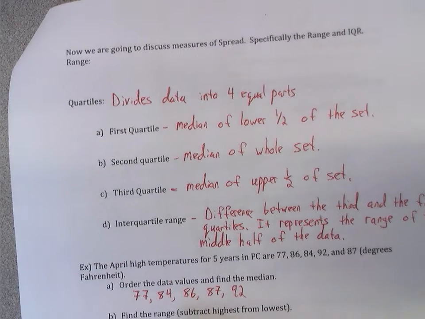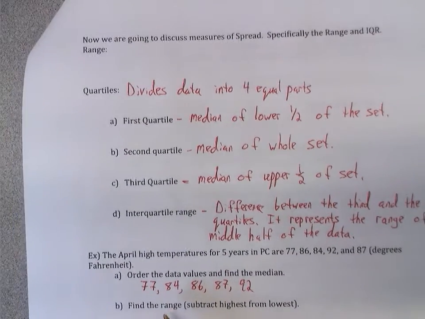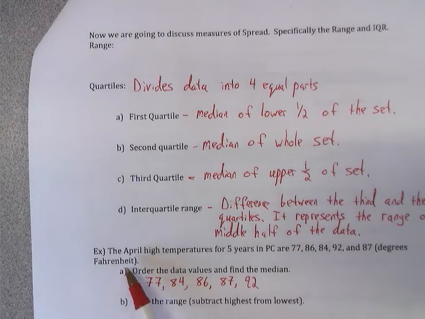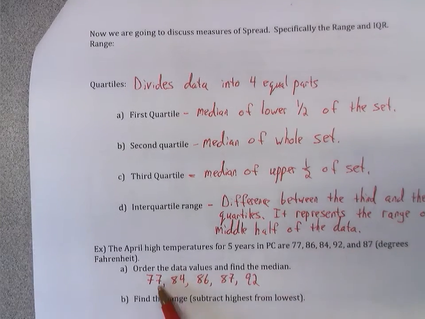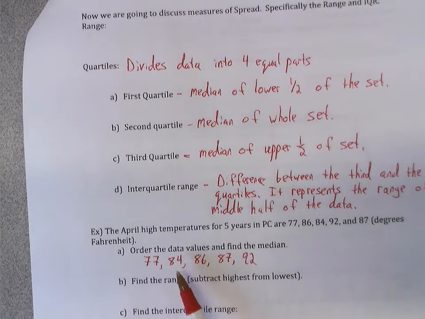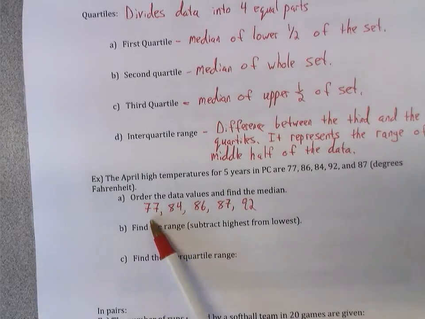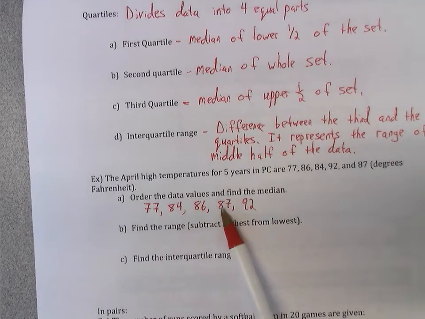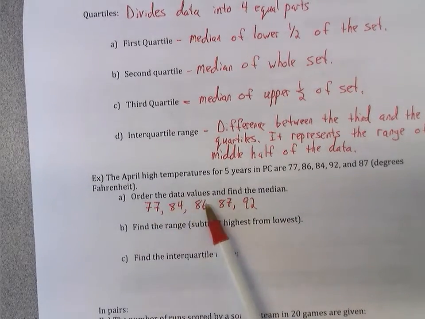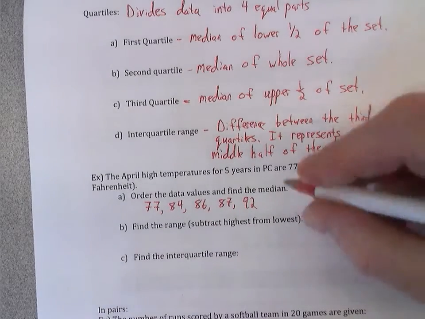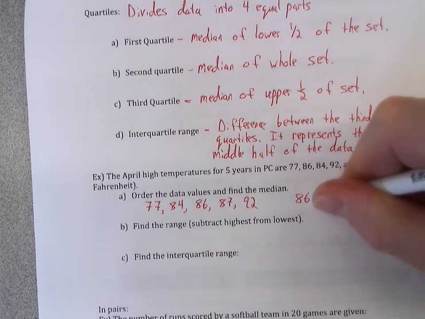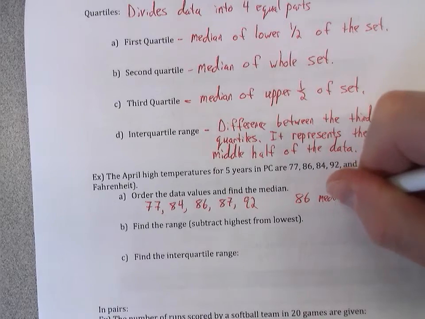So let's look at some data real quick. It says the April high temperatures for 5 years in Park City are 77 degrees, 86, 84, 92, and 87 degrees. The first thing we want to do is put the data in order and find the median. Putting it in order: 77, 84, 86, 87, 92. There are 5 values: 1, 2, 3, 4, 5. 86 is the middle value, so that is our median.